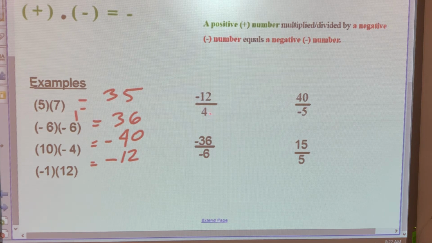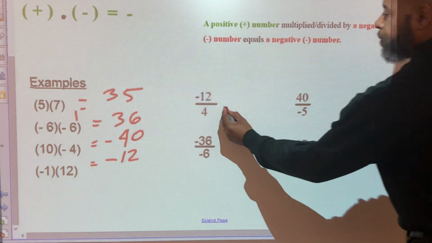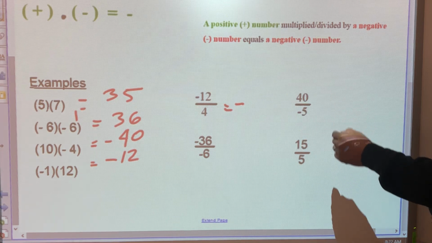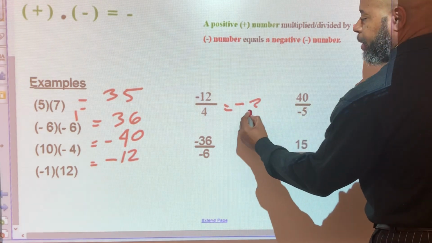The same rule applies for division. You take a negative 12 divided by a positive 4. Signs are different. Answer is going to be negative. And 12 divided by 4 is going to be negative 3.